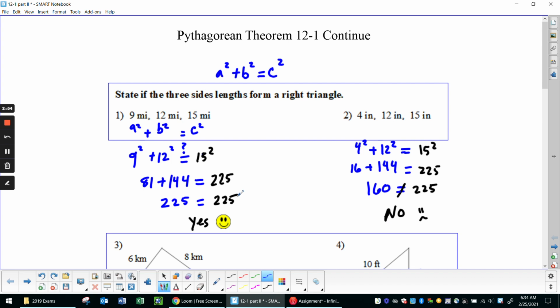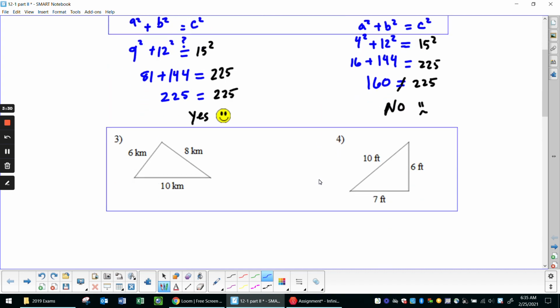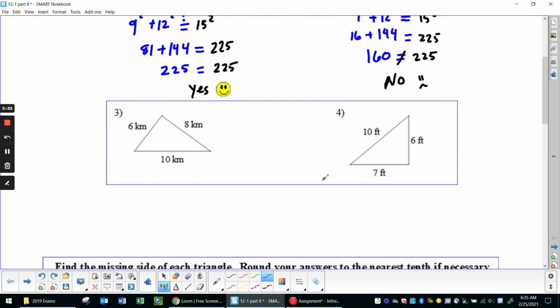And for this one, we get a no as an answer, because when you square 4, and you add it to the square of 12, it does not equal 15 squared. As you can see, you get 160 on the left and 225 on the right, and they're not the same. So it does not satisfy the Pythagorean theorem, which is a squared plus b squared is equal to c squared. Therefore, this is not a right triangle. So no.